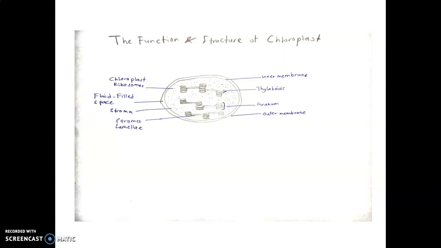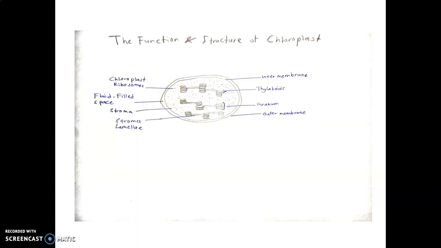Next is the light reaction that takes place on the membrane of the thylakoids. Also the dark reaction, known as the Calvin cycle, that takes place in the stroma of the chloroplast. Next, I will talk about the structure of the chloroplast. This is the inner membrane, thylakoid, granum, outer membrane, stroma, lamellae, stroma, fluid filled space, and chloroplast ribosome.